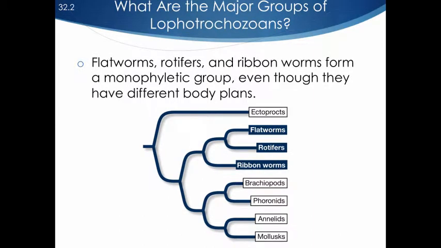Alright, so now moving on to flatworms, rotifers, and ribbonworms. So flatworms, rotifers, and ribbonworms form a monophyletic group, even though they have different body plans. They have other things that are similar between them that classify them in the monophyletic group, but their body plans are actually pretty different. So we'll get into those.